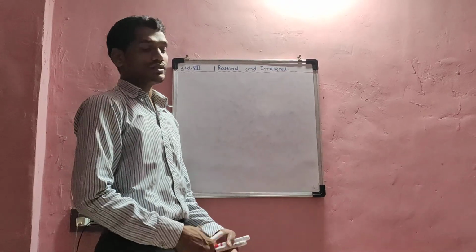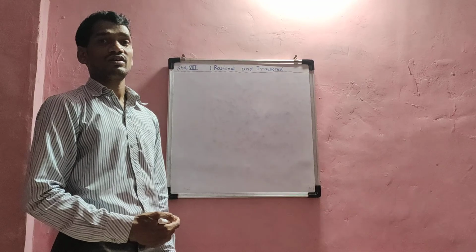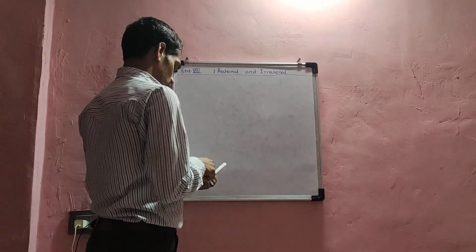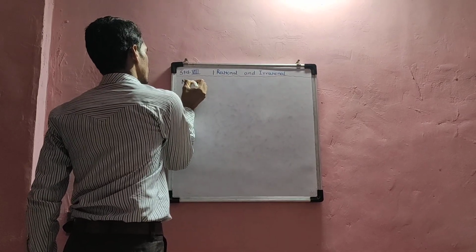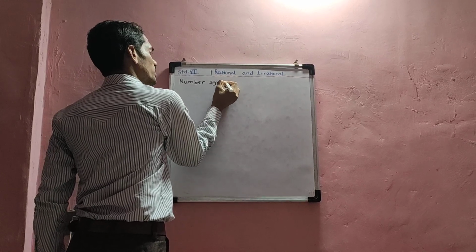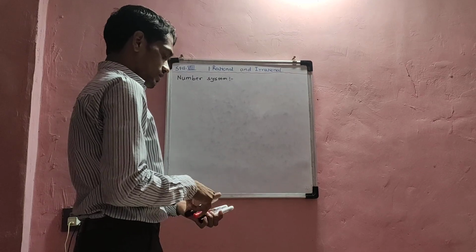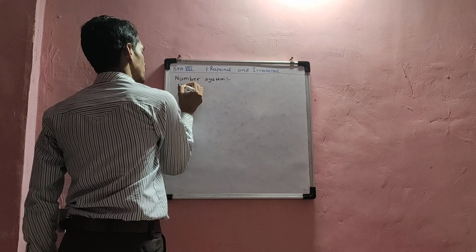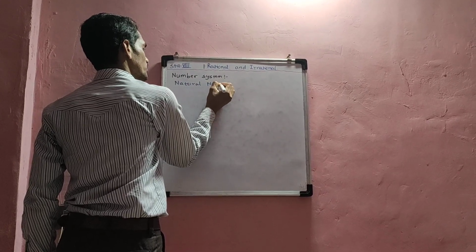So students, in rational and irrational numbers, we are going to discuss the number system. Okay students, what are the number systems? In the number system, our first number is the natural number.